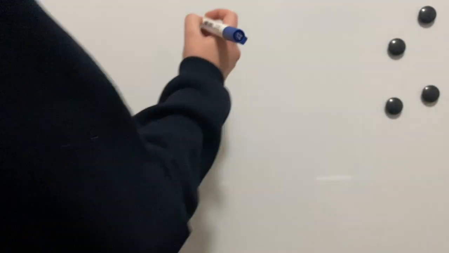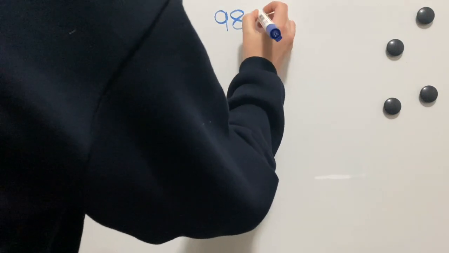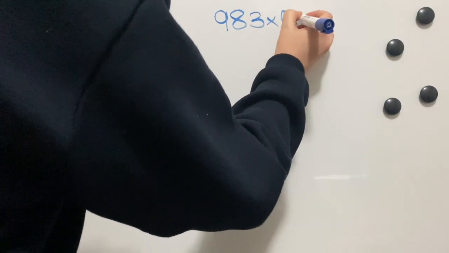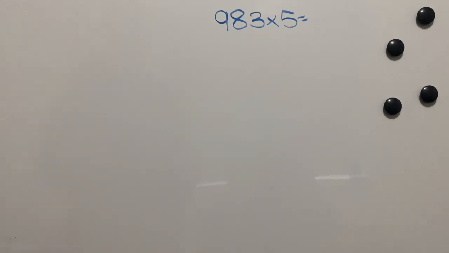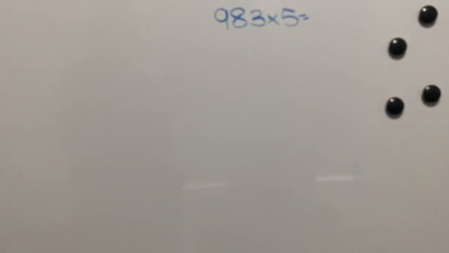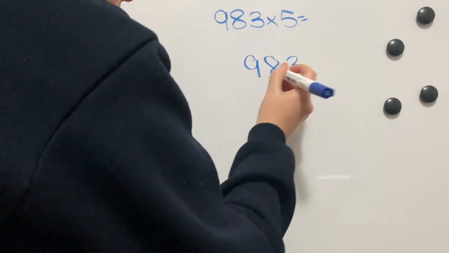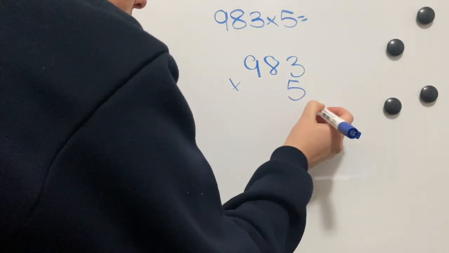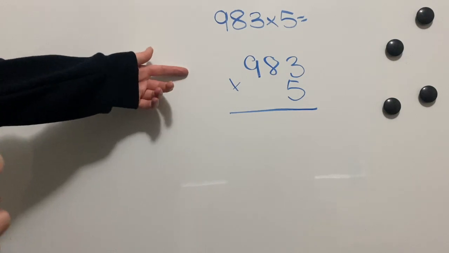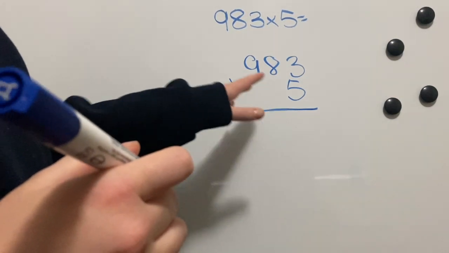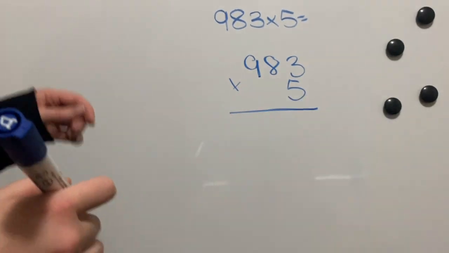All right, guys, the first example that I'm going to show you today is of a vertical expanded method. Now, this is different to the compact method because you don't actually have to do any exchanging when you're multiplying, and you can really see the place value of each number as you've multiplied it. My first question is 983 times 5. I'm going to set it out like you might have seen vertical methods set out previously, with my biggest number on top and the 1-digit number, the smaller number, on the bottom like this.